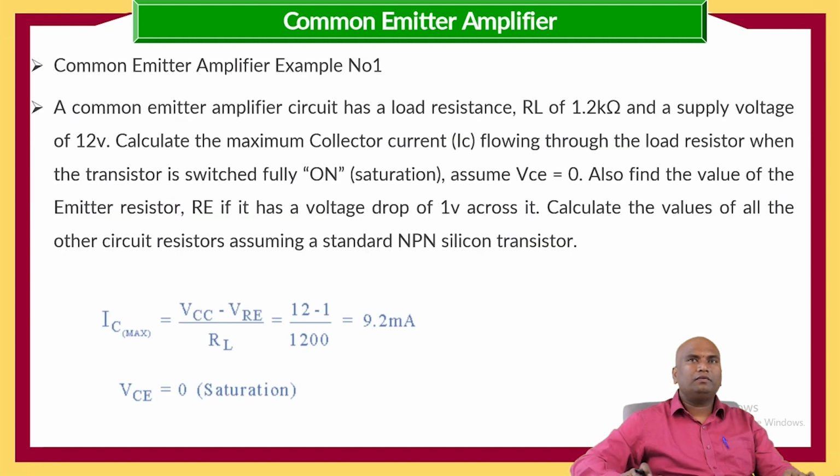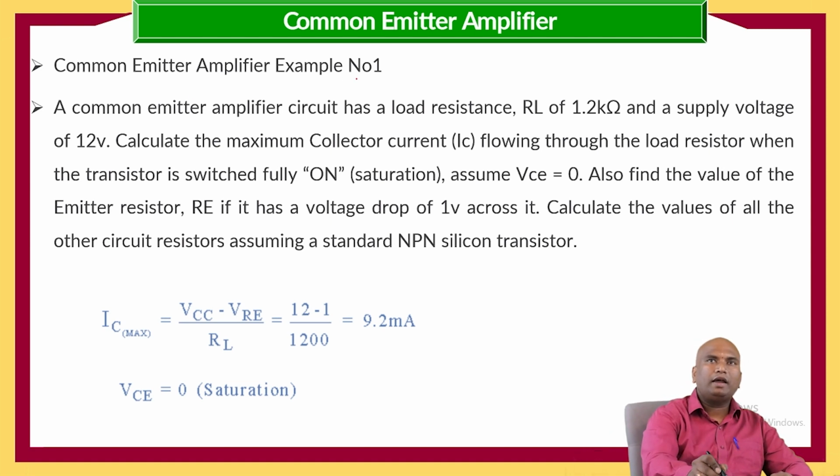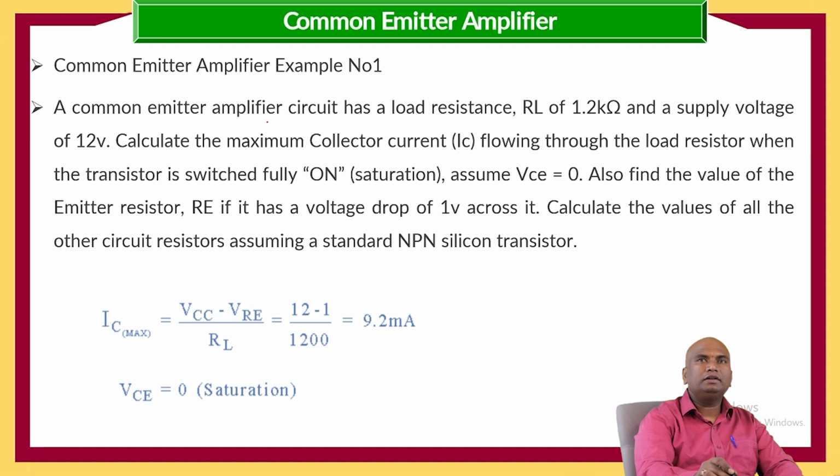Now let us go with one example. Common emitter amplifier, example number 1. A common emitter amplifier circuit has a load resistance of 1.2 kilo ohms and a supply voltage of 12 volts. Calculate the maximum collector current flowing through the load resistor when the transistor is fully switched on. Assume the VCE value is 0. Also find the value of the emitter resistor RE if it has a voltage drop of 1 volt across it.